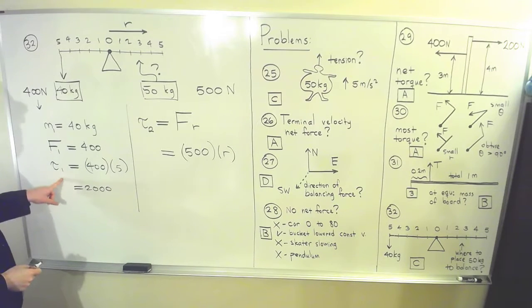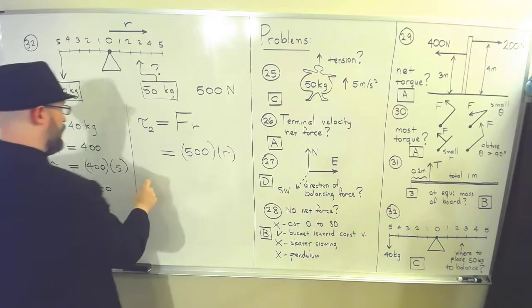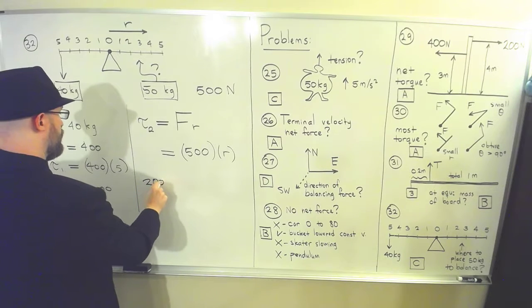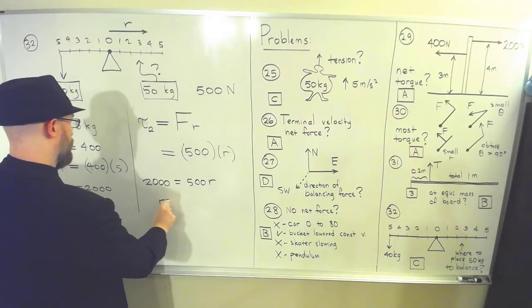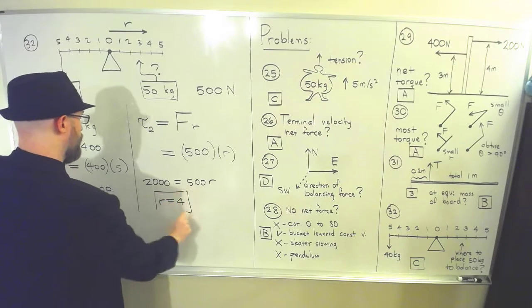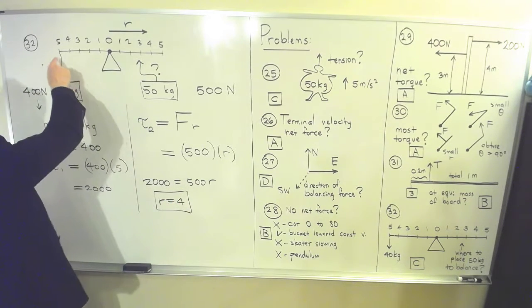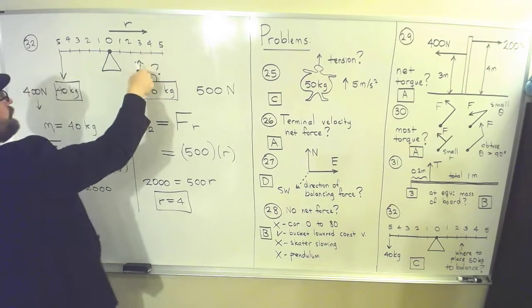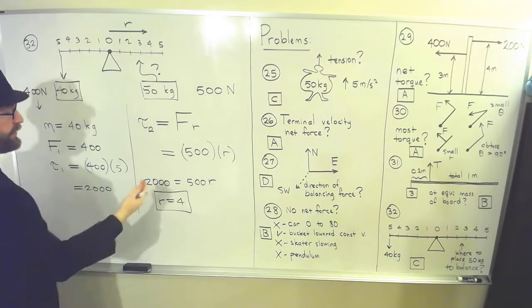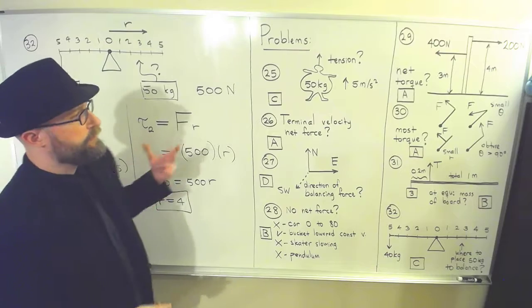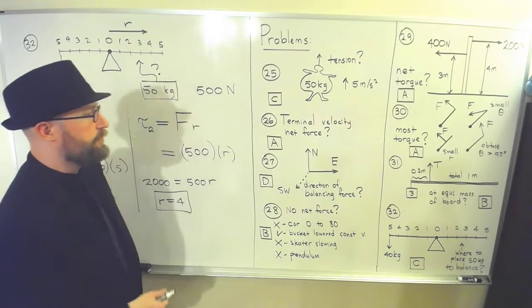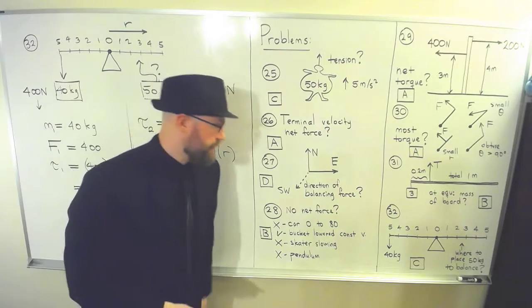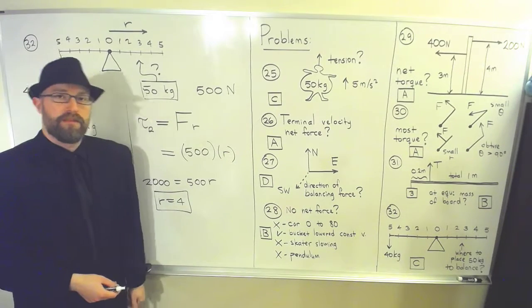But we know that it has to balance this one for the thing to be balanced. So what do we end up with? We end up with 2,000 equals 500 R. And so R is 4. Now you probably knew that just by, say, putting the 40 at the 5 and the 50 at the 4 and they balance. And if so, well, good for you. That's the best way to save yourself time on these MCAT problems. In any case, it comes out to answer choice C, and this completes the first set of problems.